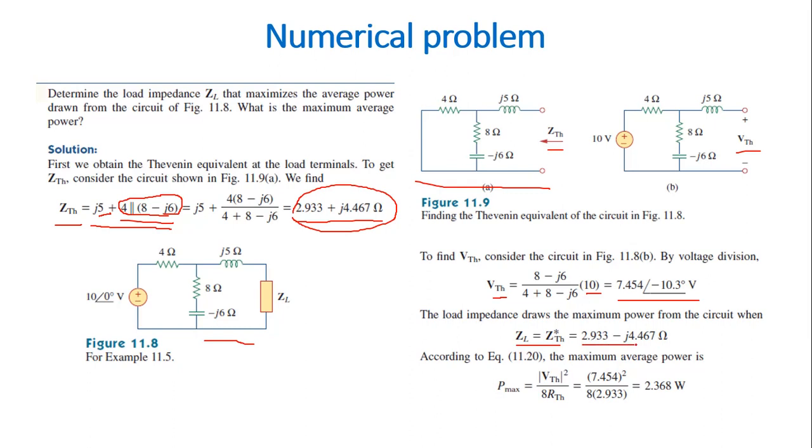So 2.933 minus j4.467 ohms. What is the formula for maximum average power? P max is equal to modulus of VTH square by 8 into R Thevenin. The value of VTH is given here, 7.454, by 8 into the value of RTH, 2.933. This will give you the value of maximum average power that is consumed by the load impedance.